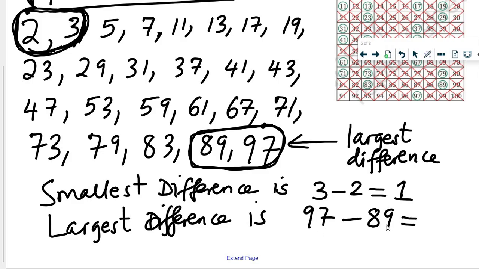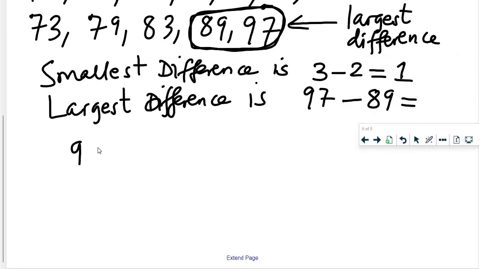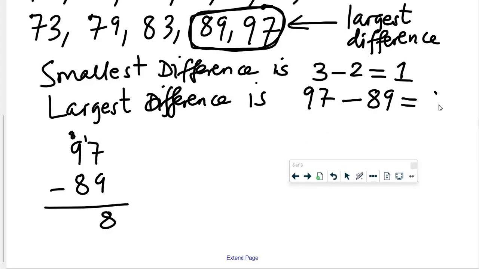Just pause this video, work it out. So you have 97 minus 89. 17 minus 9, that is 8, remainder 0. So that will be equal to 8. So the smallest difference is 3 minus 2 equal to 1, and the largest difference is 8. I think that is clear.